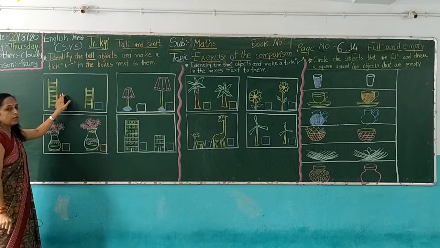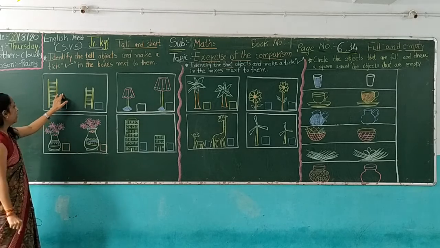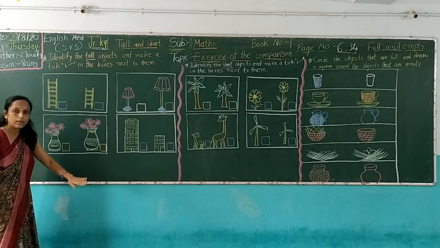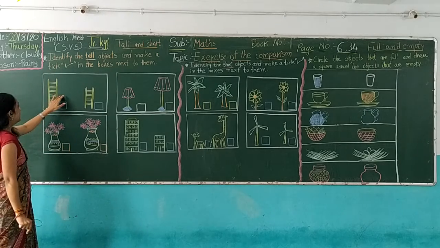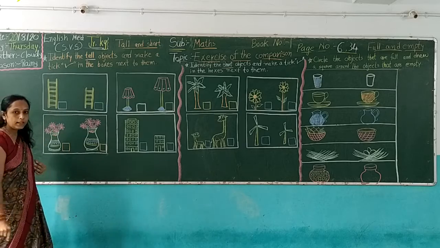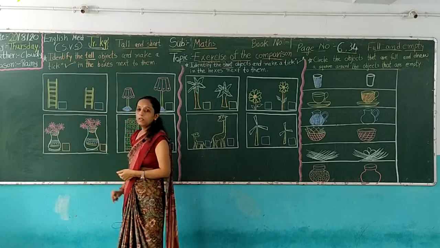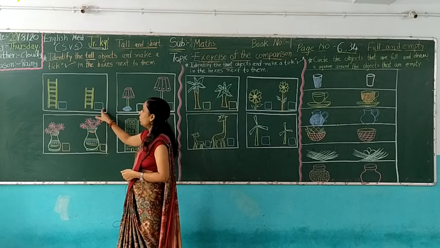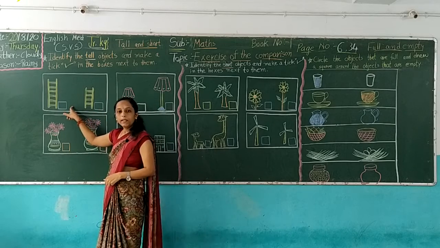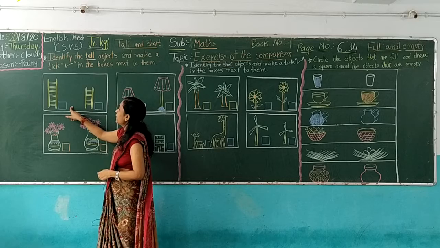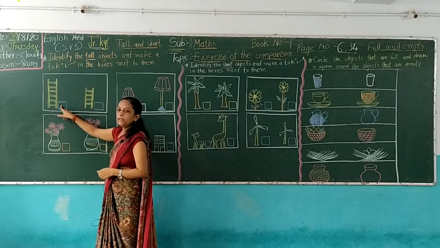So here I drew two ladders. One is tall and the other one is short. So which ladder is tall? This? No. This? Yes. This ladder is tall. So tick right here.